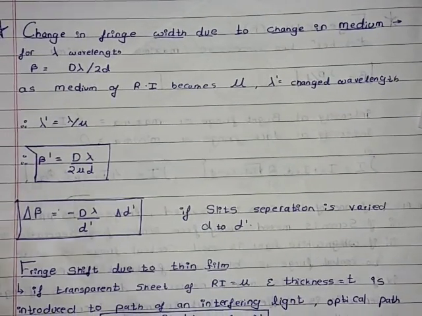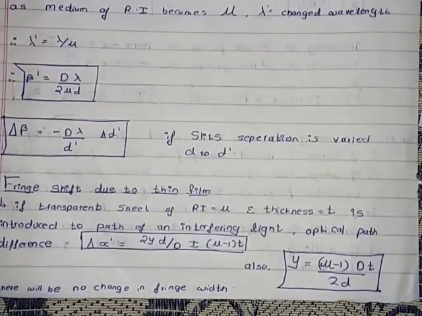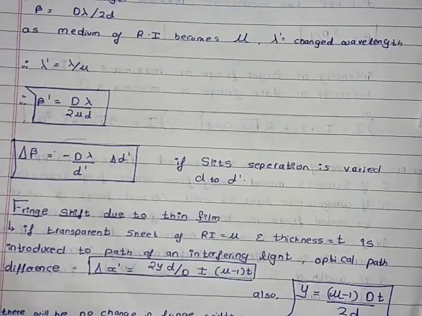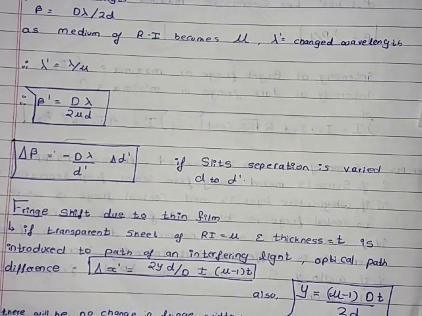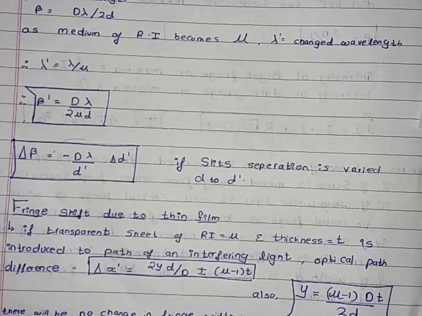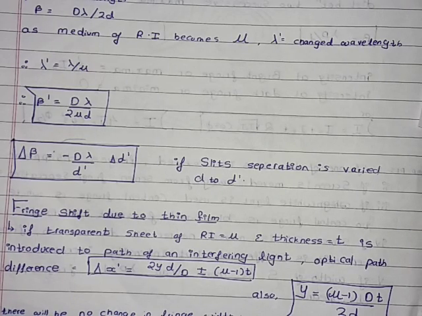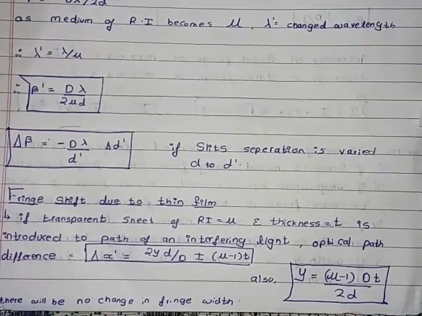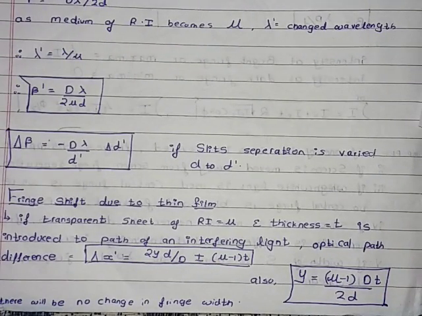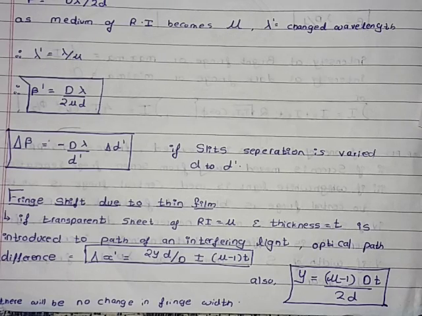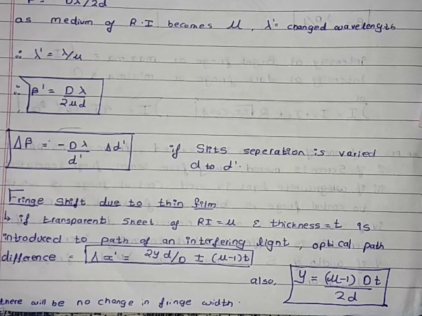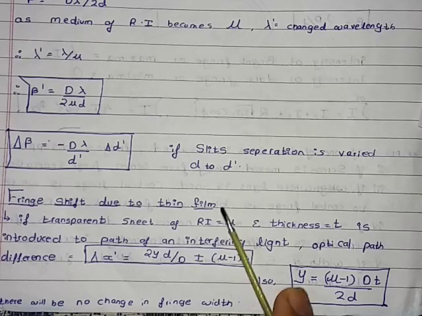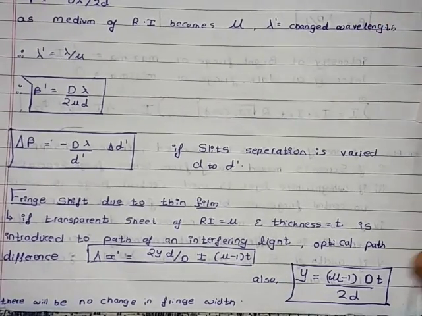Fringe shift due to thin film. Now, if a transparent sheet of refractive index nu and thickness t is introduced into the path of the interfering light, the optical path difference, or delta x dash, equals y d by D, which equals (nu minus 1) t. I don't know how this derivation came from, but it's the formula. Now we know y equals (nu minus 1) D t upon d, because according to this formula, and there will be no change in fringe width.